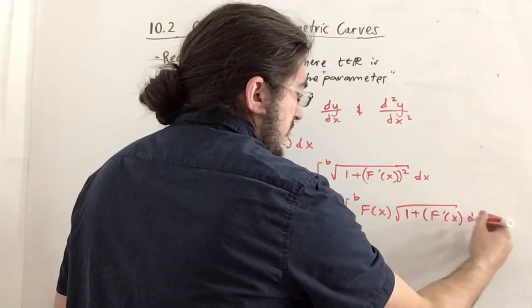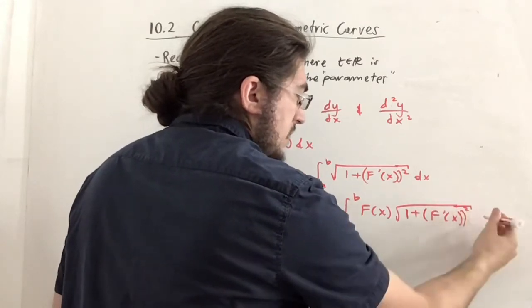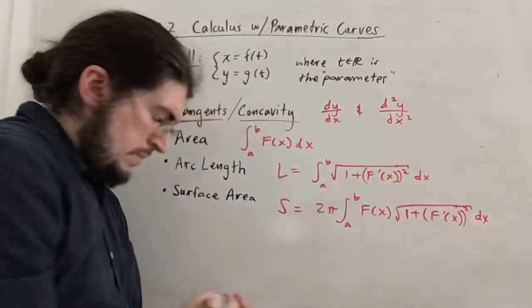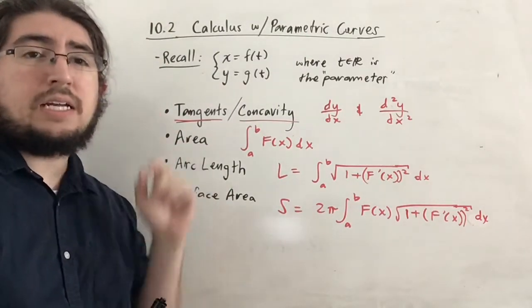And there are also different variations of this, of course, as well. Move that a little bit outside. Looks better. And like I said, we're going to dive deeper into each one of these. Let's start with tangents and concavity.